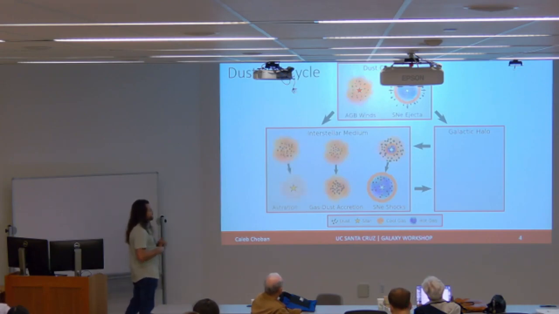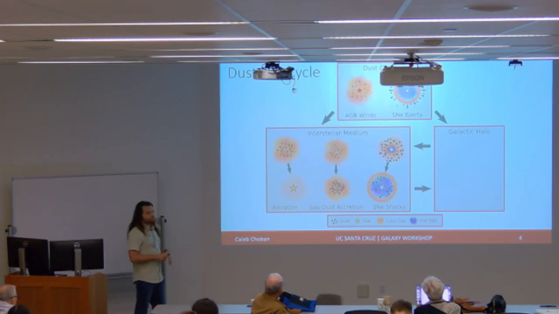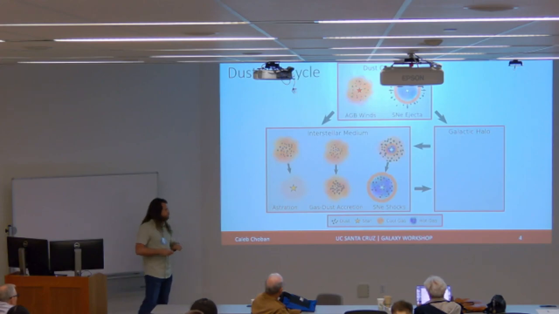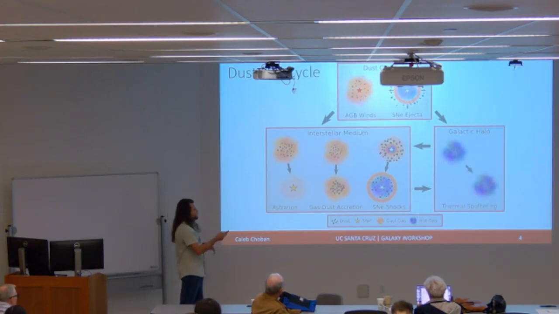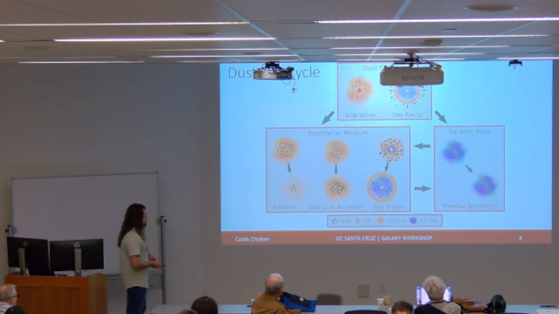Dust can also get destroyed by astration. This is just you have a dusty molecular cloud that collapses to form a star. The dust in that cloud is also destroyed, contributes to the stellar composition. And if your dust gets thrown out into the galactic halo, it's primarily just going to be destroyed by thermal sputtering. You just have these energetic protons, electrons eroding the dust grains one atom at a time.